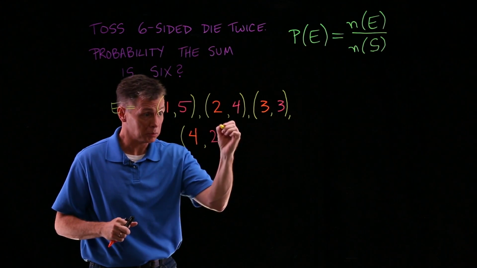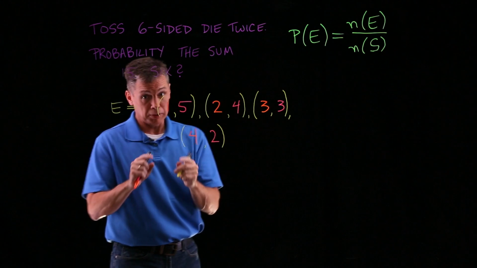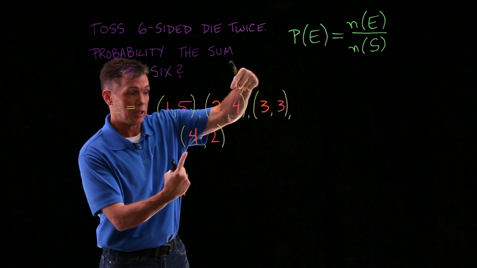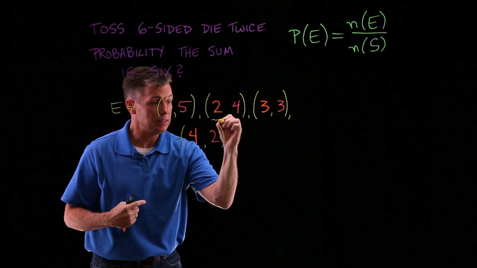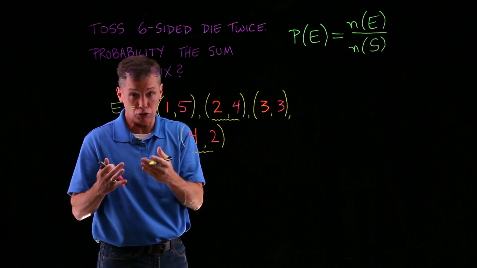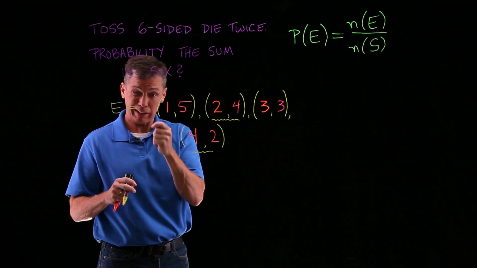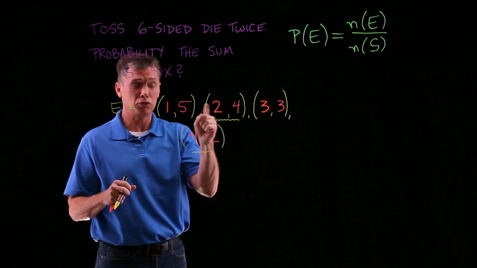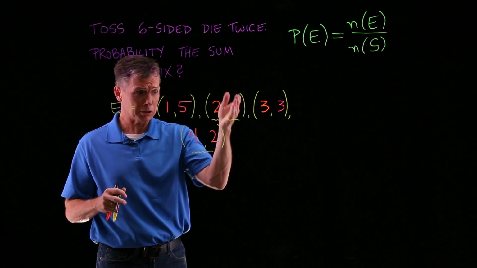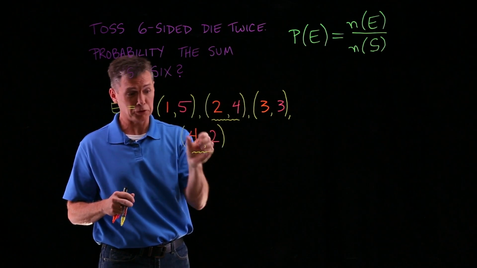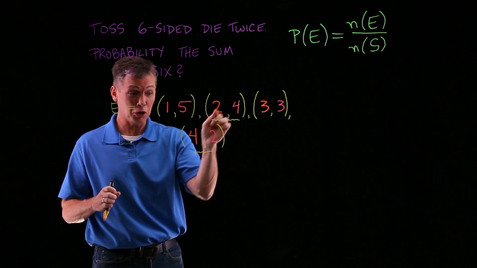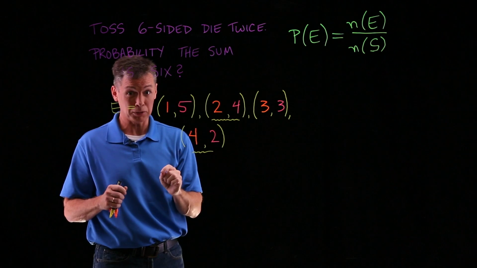Here's the reason I'm doing so much color coding: this is an easy mistake I don't want you to make. These two guys right here are different possibilities. I know they're both a 4 and a 2, but it's a different count that we have to make for the 2 occurring on the orange die and the 4 occurring on the pink die versus the 4 on the orange die and the 2 on the pink die. Okay, so you don't want to overlook either one of those.